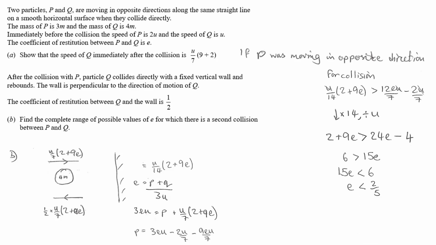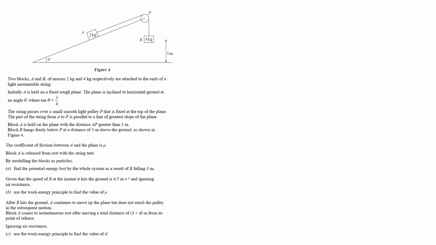And simplified it, and I got E has to be less than 2/5. If P was carrying on moving in the same direction, then there was bound to be a collision. So the extreme case is if P is moving away, is Q going to catch up with it? So for it to catch up and collide again, E has to be less than 2/5. Remember, E is between 0 and 1. So it has to be greater than 0, but less than 2/5.